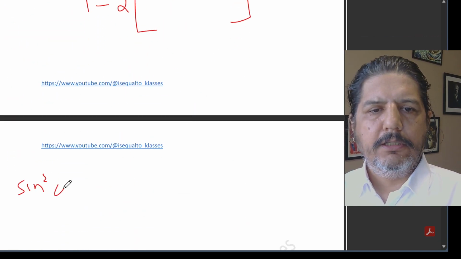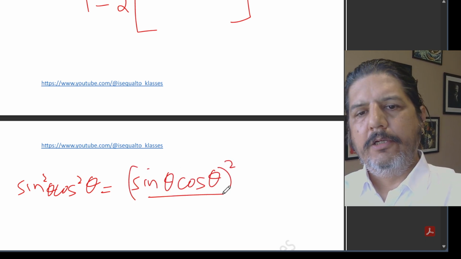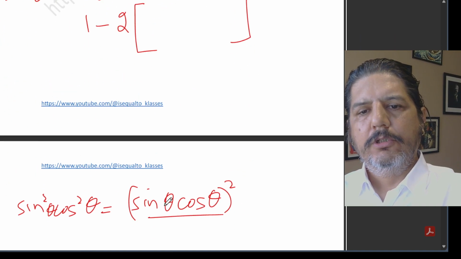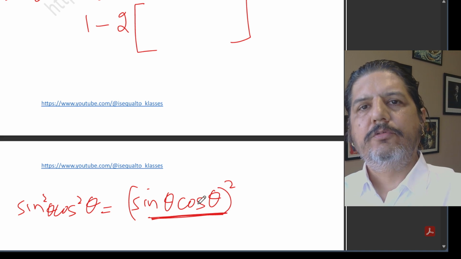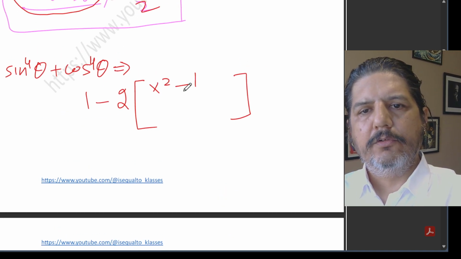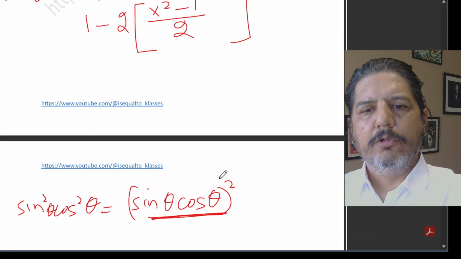See, sin square theta cos square theta can be written as (sin theta cos theta) whole square. So value of sin theta cos theta is (x square minus 1) upon 2. So this value is equal to (x square minus 1) upon 2. I'll write it here. (x square minus 1) upon 2, whole square.